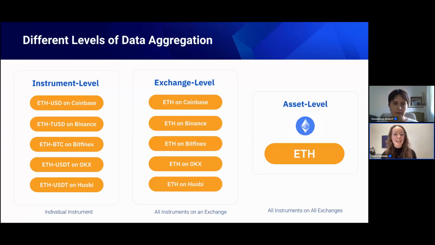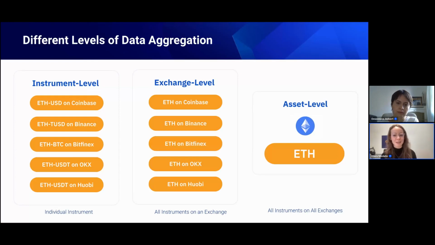At this point, we can take an aggregated sum of, let's say, all ETH trading pairs on Coinbase. For example, on most exchanges, you will have multiple trading pairs for an asset. On Coinbase, you might have 15 trading pairs that incorporate ETH, while on Binance, you might have 35. So if I want to know which is the most liquid exchange for ETH, then I would want to know, at the exchange level, how much total volume there is on Binance. That's exchange level data.